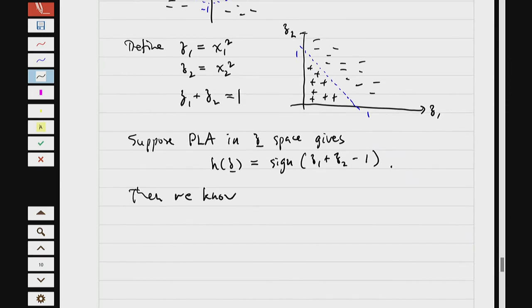Then since our mapping is known by us, the solution to the original problem in the X space, we can just map it back. So this is the sign of x1 squared plus x2 squared minus 1, which is pretty much the circle, right? Again, our big brain already knows it's a circle, but that's how you show the machine.